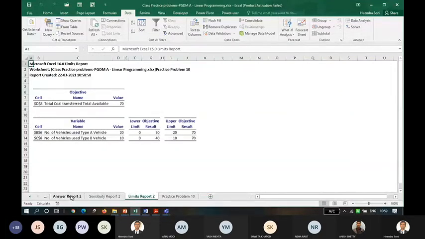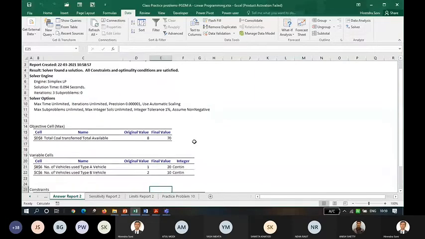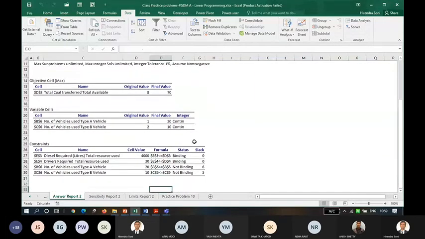Can you see these reports? Yes, sir. Okay, number of vehicles used, type A, 1, 2: the original value we had put earlier, final value is 20 and 10. The original value we had put earlier was giving us a total coal transferred as 8. Now it has gone up to 70. So this first answer report will only give you answers, and this is the important thing it actually talks about.